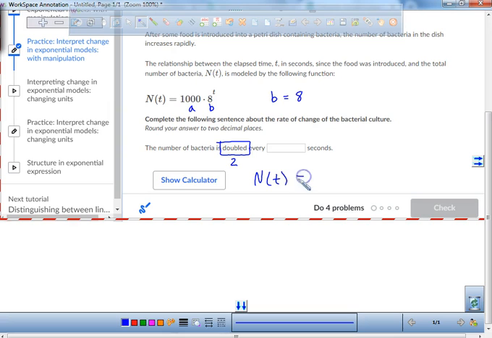N of t equals 1,000. Our A value stays the same. What do we want our B value to be? We want it to be a 2. But wait a second. 2 to what power is equal to 8? 3. You're right.